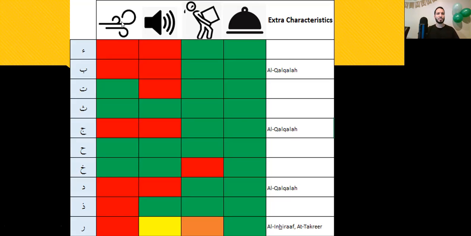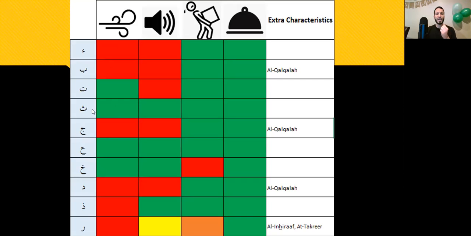On top, this is representing breath. So if a letter lets breath out, releases breath, then the box under it will be green next to it. Okay, so the hamza does not release breath, so it's red, because we say there's no breath coming out, right? We say you put your hand in front of your mouth to see if there's breath coming out, and you can't feel anything.